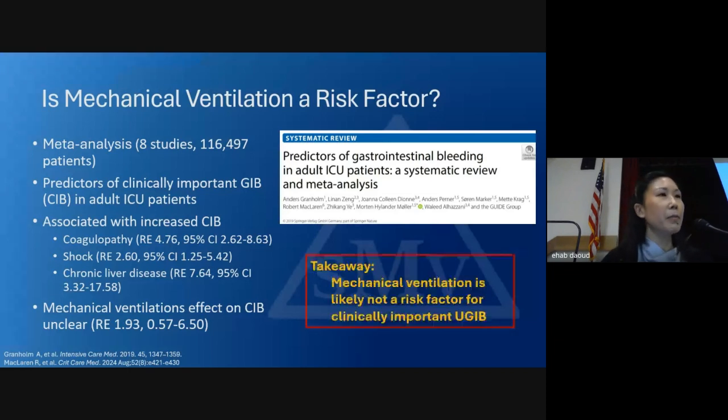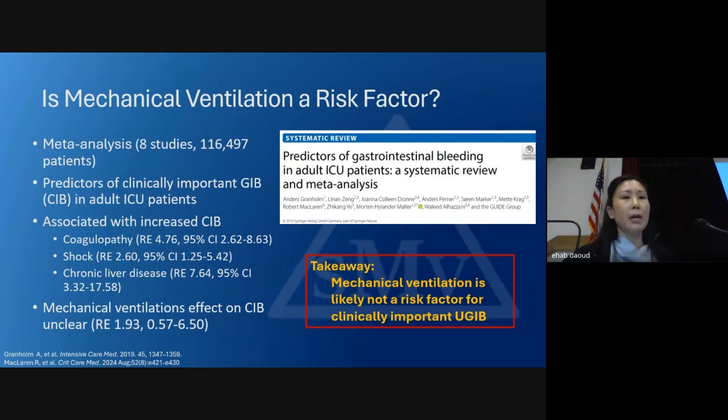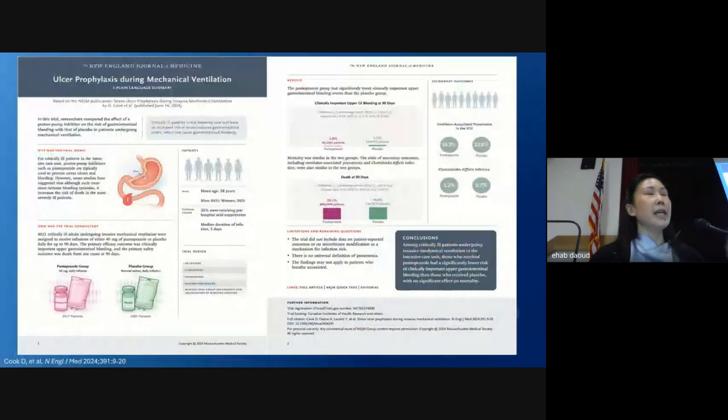So the takeaway from this is that mechanical ventilation is likely not a risk factor for clinically important upper GI bleeding. And Ehab loves that I said that right now. It is not a risk factor, but dun, dun, dun, here's your debate.